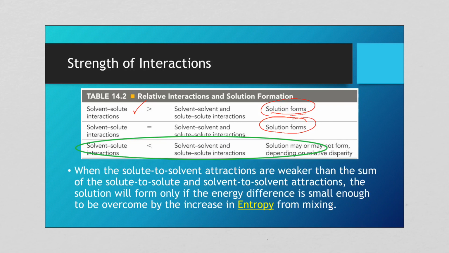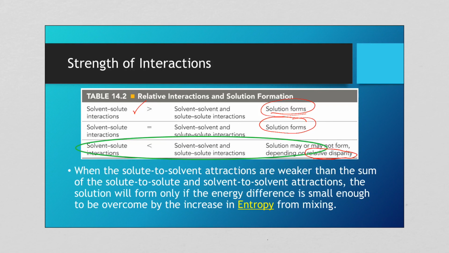Now, the last one is the tricky one. What if the new interactions in the solute-solvent are weaker than the ones we had? The easy thing would be to say the solution will not form. But of course, it's not that simple. What we can say is that it may or may not form depending on how big a difference it is. This is where the idea of spontaneous mixing and entropy play a role.